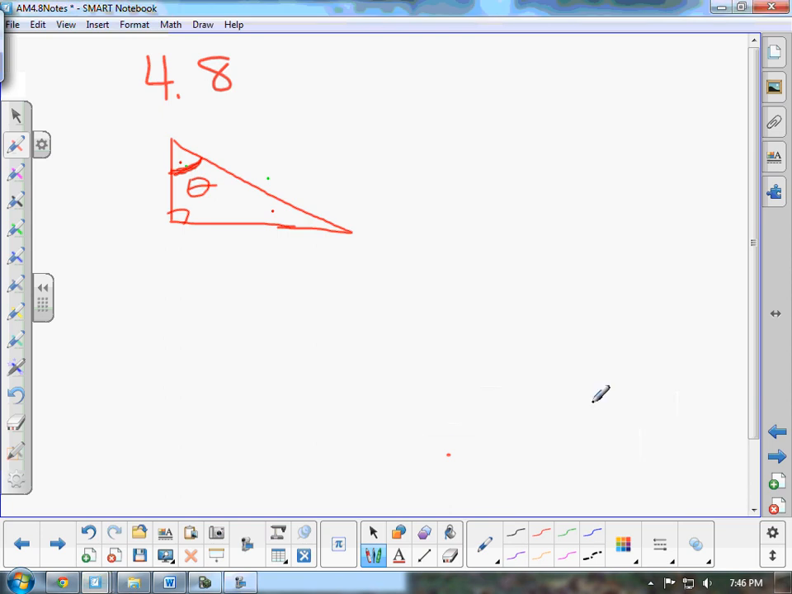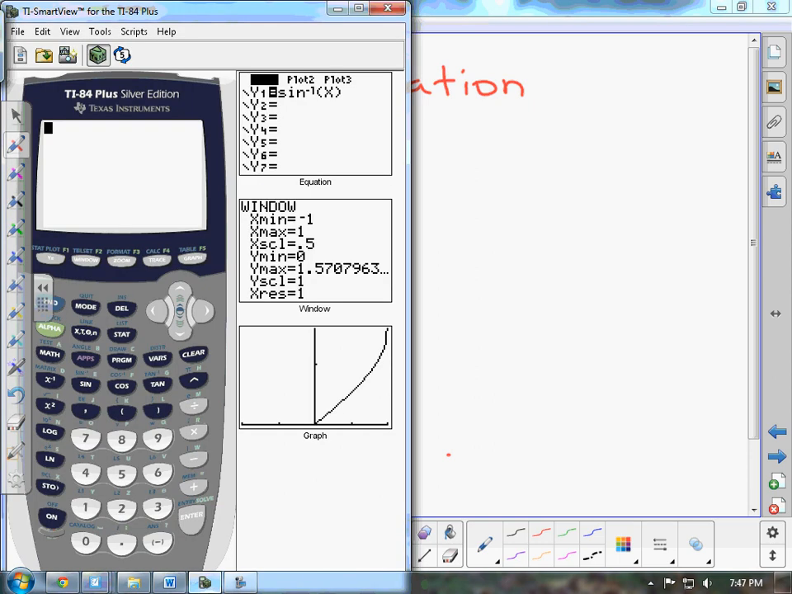Okay, so here we are with section 4.8, which is all about applications of the trig functions. Mainly in this section, you will be dealing with the sine, cosine, and tangent functions because those are the ones you can use a right triangle with.